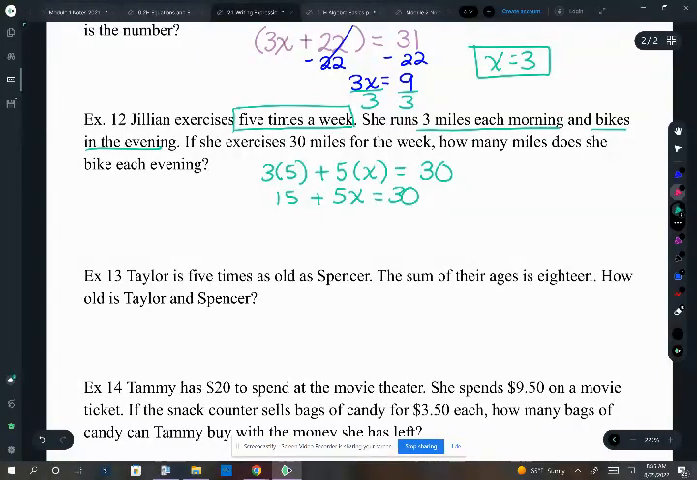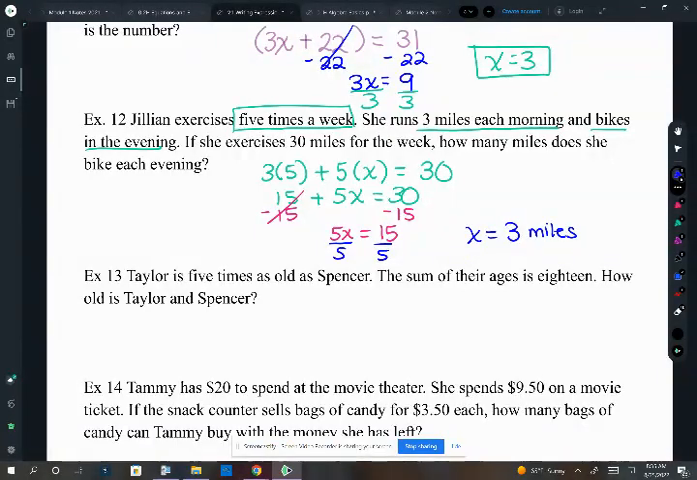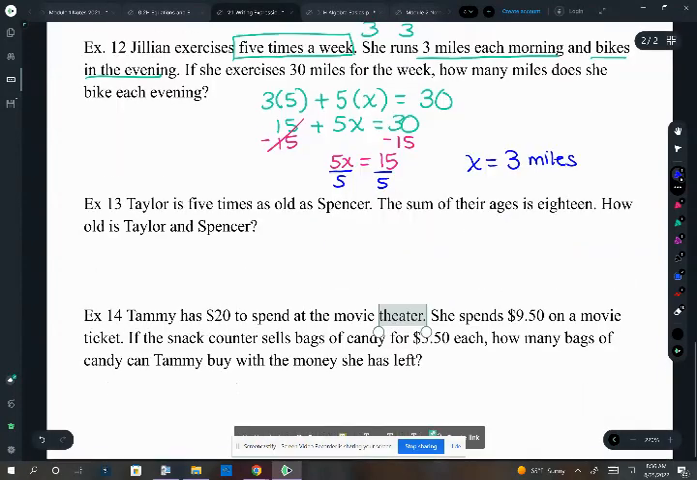And so we'll subtract 15 from both sides. And I always like to get my letter all alone. That's my first step. So I always like to move my number first, but it doesn't really matter. Remember, it's just letters or variables to one side, numbers to the other side. And 30 minus 15 is 15. And so when I divide by 5, I get that she bikes 3 miles a day. Or every evening, 3 miles a day.